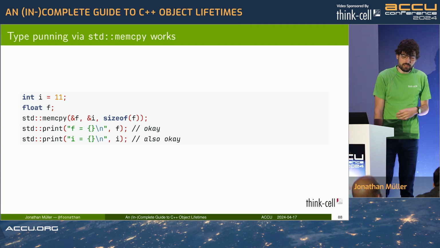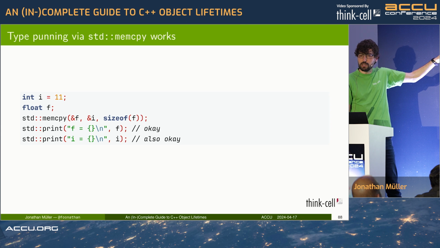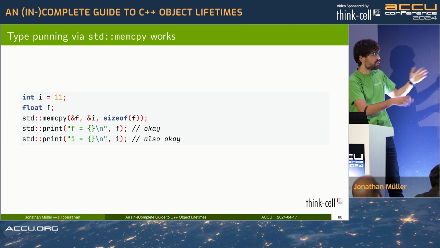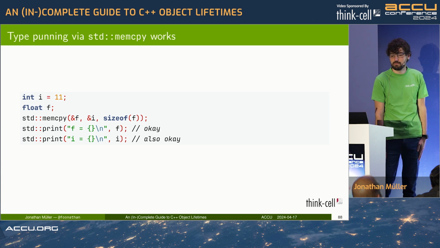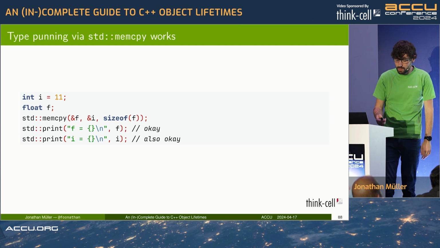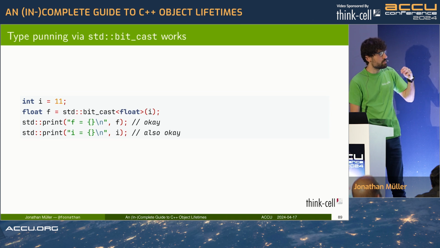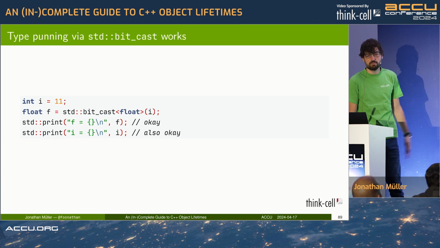We can do type punning via std::memcpy. And again, this is because we've got an int object and we've got a float object, and we're just copying the bytes over. Right? It's non-controversial. We've got a float, we've got an int. We just transferred the bytes. No lifetime business is going on here. The more modern way is to use bit_cast. So bit_cast is essentially a constexpr memcpy that just works.